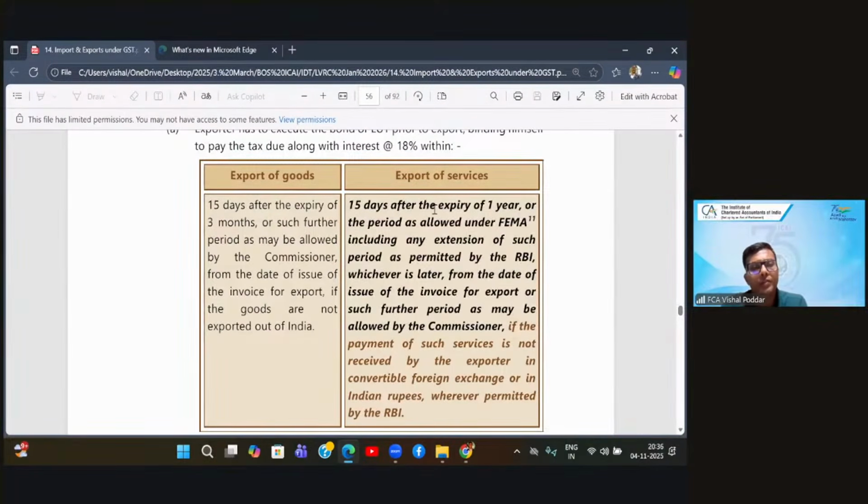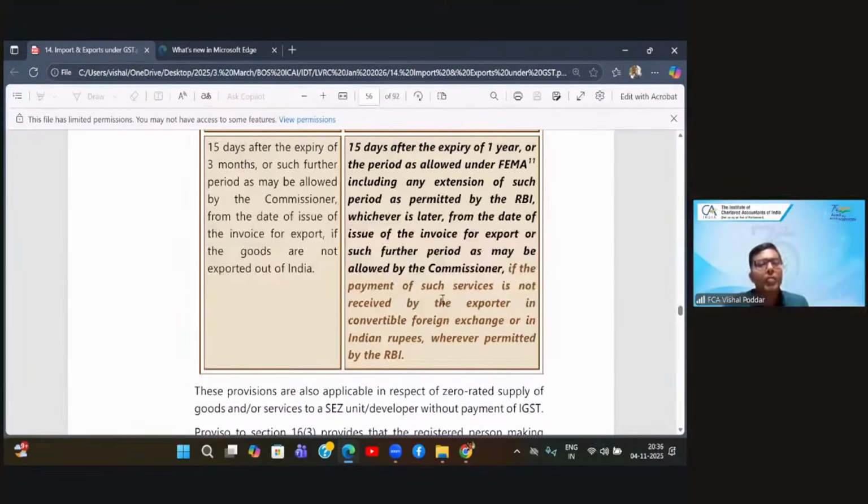Similarly, for export of service, 15 days after expiry of 1 year or the period allowed by FEMA, including any extension of such period as permitted by RBI, whichever is later, from the date of issue of invoice for export, or such further period as may be allowed, if the payment for such service is not received by the exporter in convertible foreign exchange.